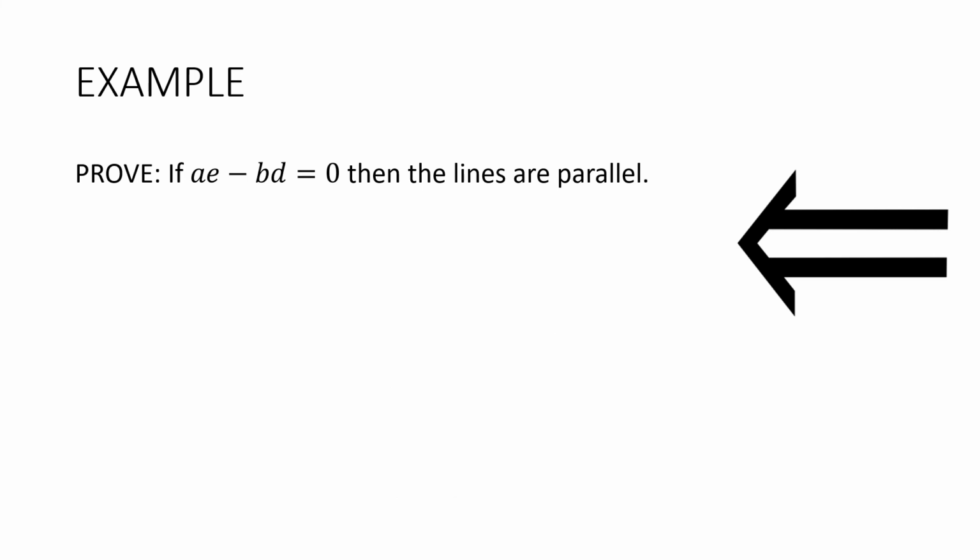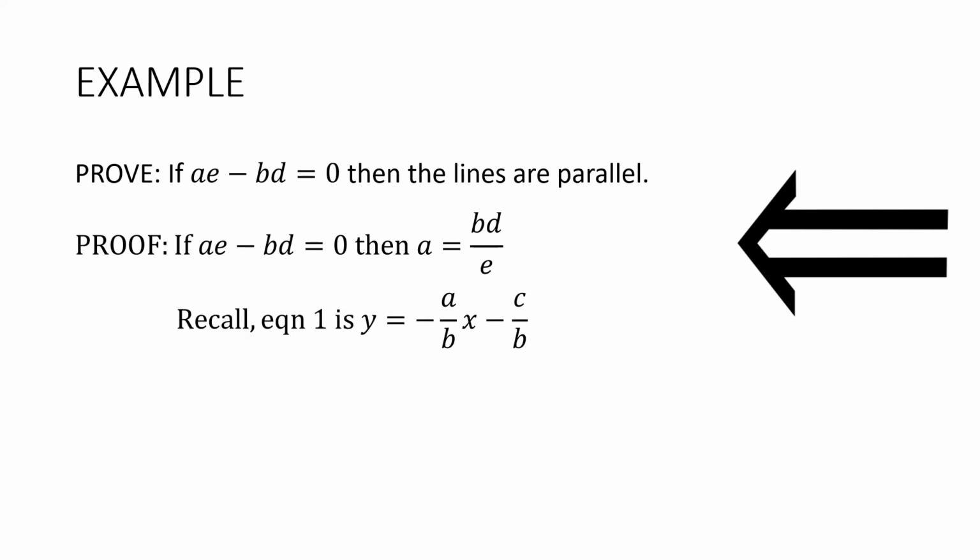Now let's prove the converse. If ae take away bd is equal to 0, then the lines are parallel. So starting with ae take away bd equals 0, and making a the subject, a is equal to bd divided by e. Now remember, we have equation 1 written in this form. And if I substitute, instead of a, the bd on e, I get this. And cancelling out those b's, the gradient is negative d on e.